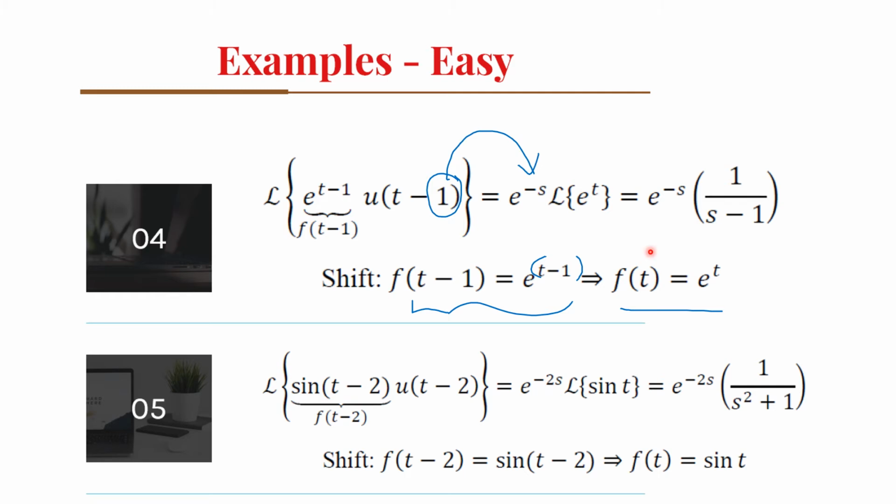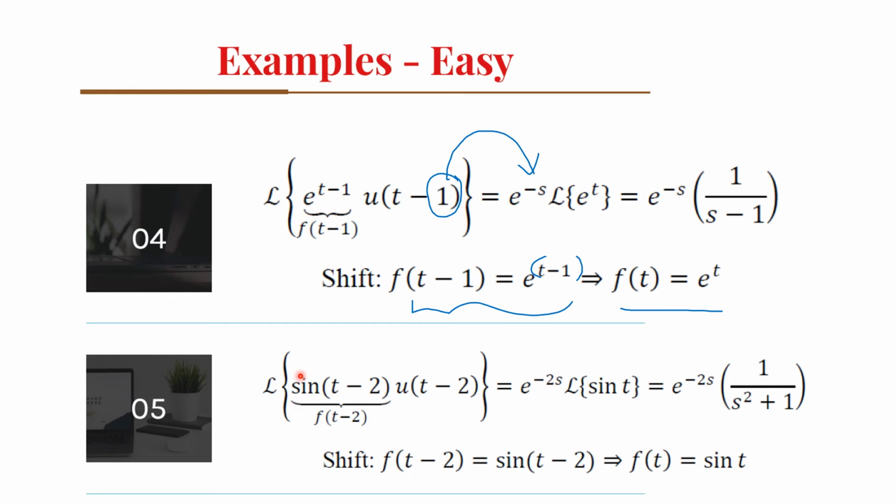Now we know the function f(t). We just need to replace t minus 1 by t. Then we put this function f(t) in here: e to the minus s, Laplace of e^t. Laplace of e^t is 1 over s minus 1. Therefore the Laplace of e^(t-1)u(t-1) equals e to the minus s over s minus 1. Alright, let's move to the fifth question.